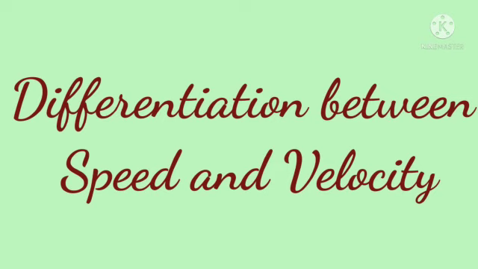Now see the differentiation between speed and velocity. Speed is the distance traveled by a body in unit time, while velocity is the distance traveled by the body in a given direction in unit time. Speed is a scalar quantity, while velocity is a vector quantity. Speed is always positive or zero but never negative. Velocity may be positive, zero or negative.